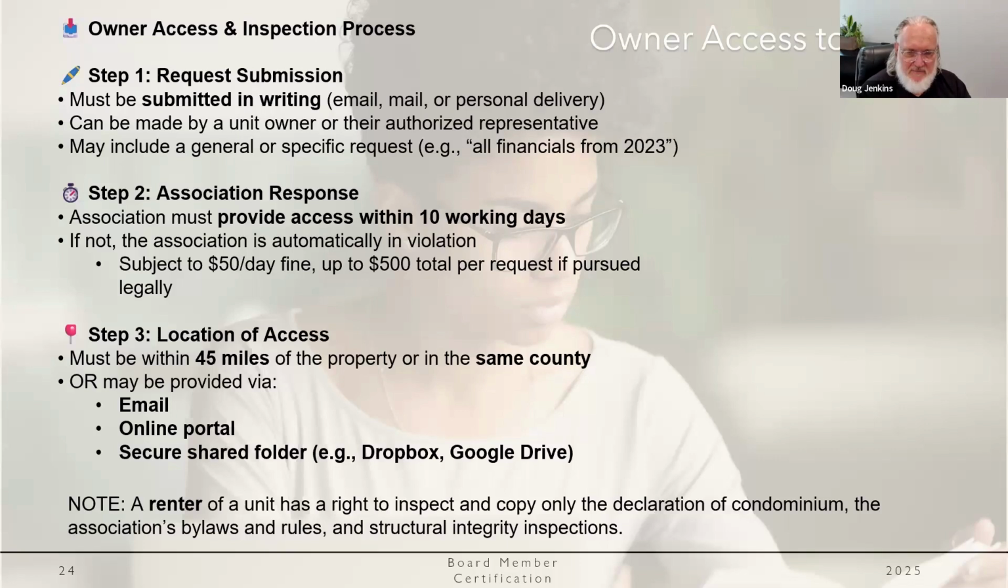Those document inspections must take place within 45 miles of the property or in the same county, or they can alternatively be supplied by email, online portal, or a secured shared folder like a Google Drive or Dropbox. Renters have some limited right to view documents. They can inspect and copy the declaration of condominium, bylaws and rules, and any structural integrity inspections are subject to renter review.